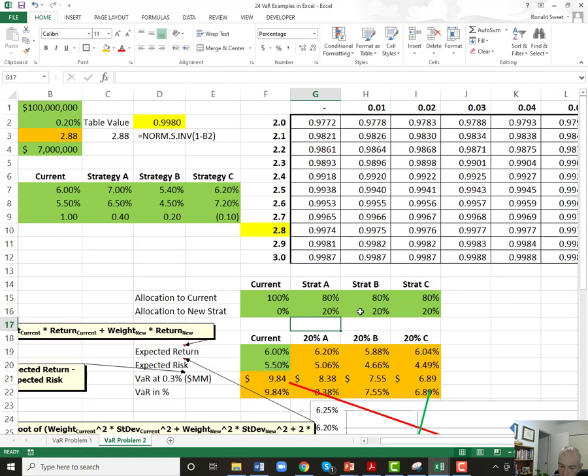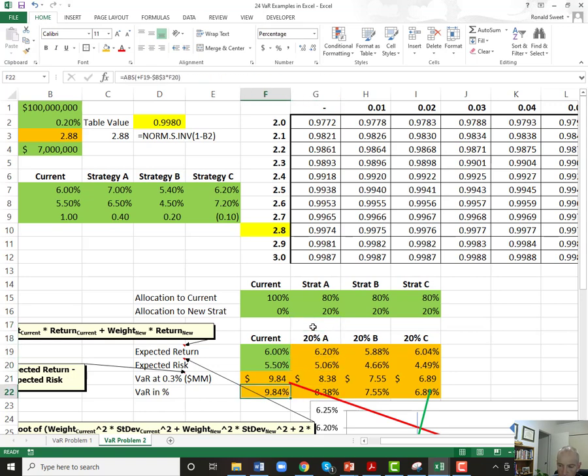What's our expected risk with A? Well, we'll do 0.8 squared times 0.055 squared, because that's the risk of the current strategy, plus 0.2 squared times the risk, 0.065, of A, plus 2 times 0.8 times 0.2 times 0.055 times 0.065 times our correlation, 0.4. We do all of that and take the square root of it, and we'll get a risk of 5.6%.